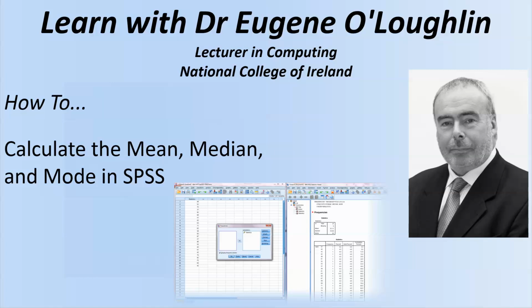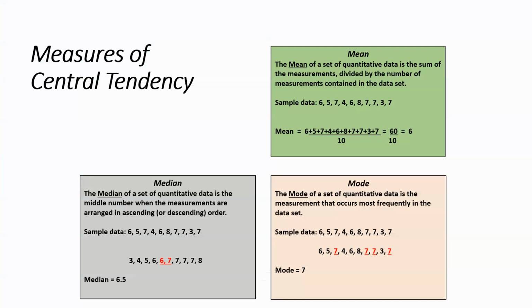In this video, we're going to learn how to calculate the mean, median, and mode in IBM's SPSS package. Now the mean, median, and mode are all measures of central tendency. They're also known as averages. Let's take a first look at the mean.